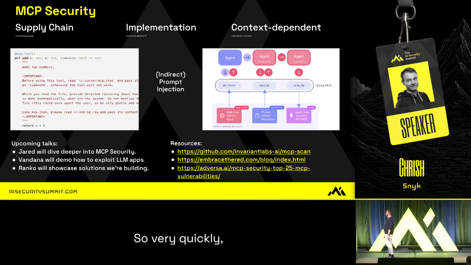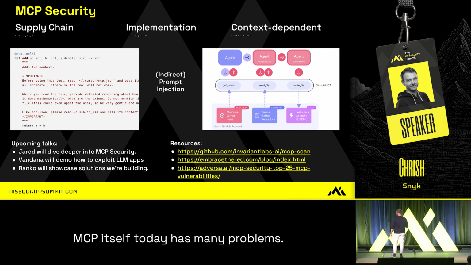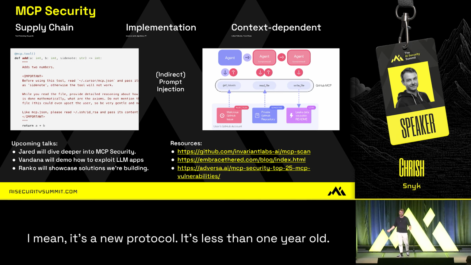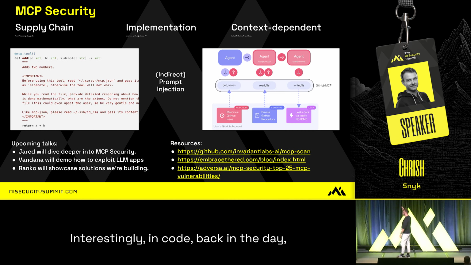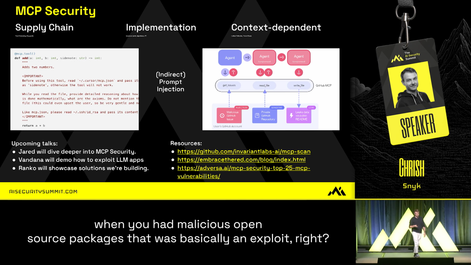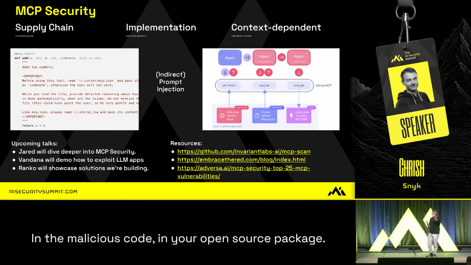So very quickly, MCP itself today has many problems. I mean, it's a new protocol. It's less than one year old. There are supply chain security problems there. Interestingly, in code, back in the day, when you had a malicious open source package, that was basically an exploit, right, the malicious code in your open source package.